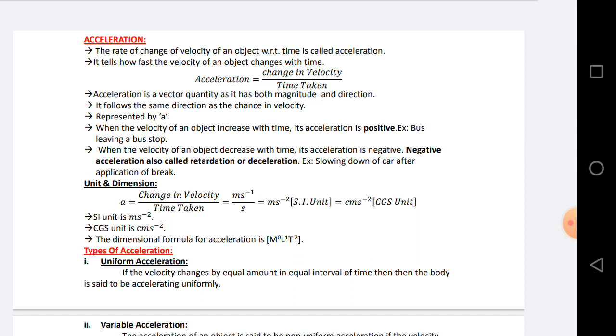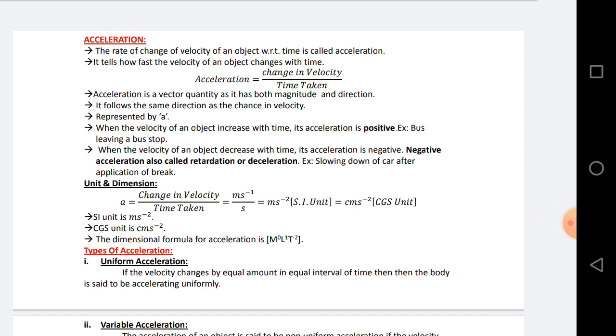So acceleration is the rate of change of velocity of an object with respect to time, or we can say it is a ratio of change in velocity by total time taken. It tells how fast the velocity of an object changes with time. That means how fast the body moves, or how fast the velocity of the body increases, or how fast the velocity of the body decreases. The formula of acceleration is change in velocity by time taken.